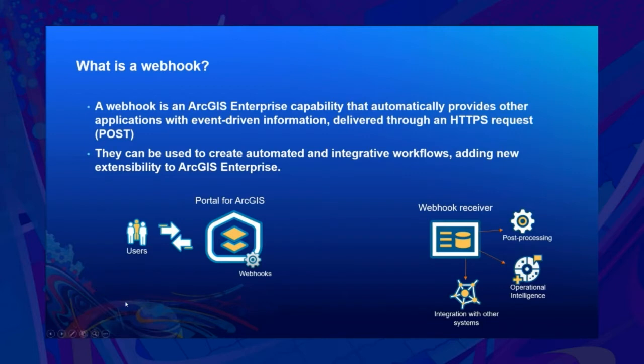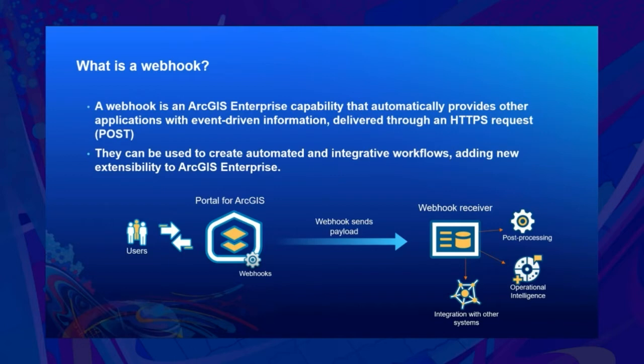Taking a look at this diagram here, we have our users interacting with the portal, and they're doing things like adding items to the organization, sharing them with each other. And let's say we want to trigger a webhook when one of these things happens. So we would create our webhook in the portal to subscribe to one of these events. Let's say when a new item is added to the portal. And so the next time a user adds an item to the portal, that webhook will be triggered and a payload will be sent out to a webhook receiver that you have provided.